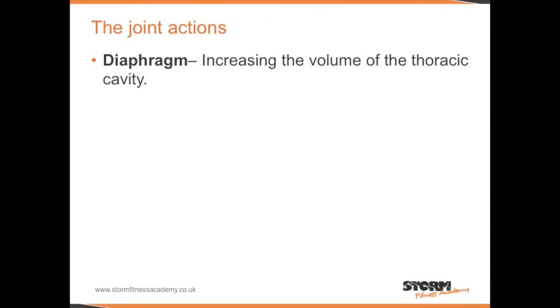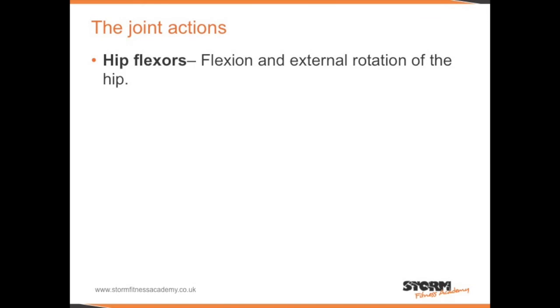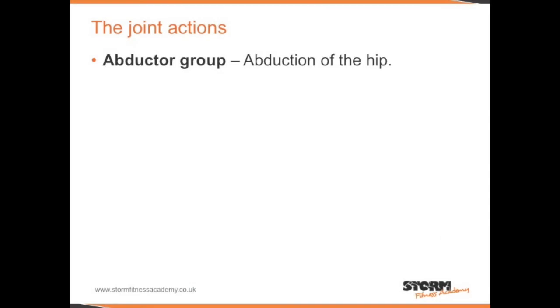The diaphragm is responsible for increasing the volume of the thoracic cavity. Breathing. The intercostals elevate the ribs to aid inspiration and draw the ribs down to aid exhalation. Also breathing. The hip flexors are responsible for flexion and external rotation of the hip. The gluteus maximus is responsible for flexion and external rotation of the hip. The abductor group is responsible for abduction of the hip.